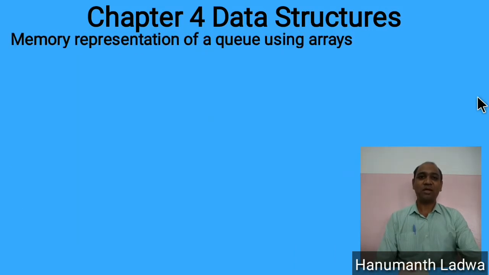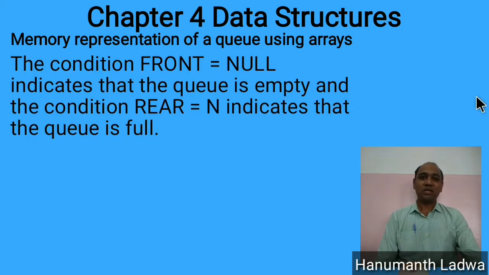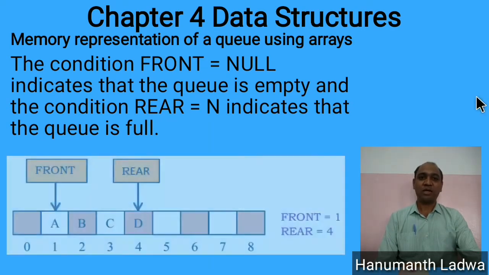Next we have the memory representation of a queue using arrays. Here the condition, if front is equal to null, indicates that the queue is empty, and the condition rear is equal to n indicates that the queue is full. Let us see the diagram.